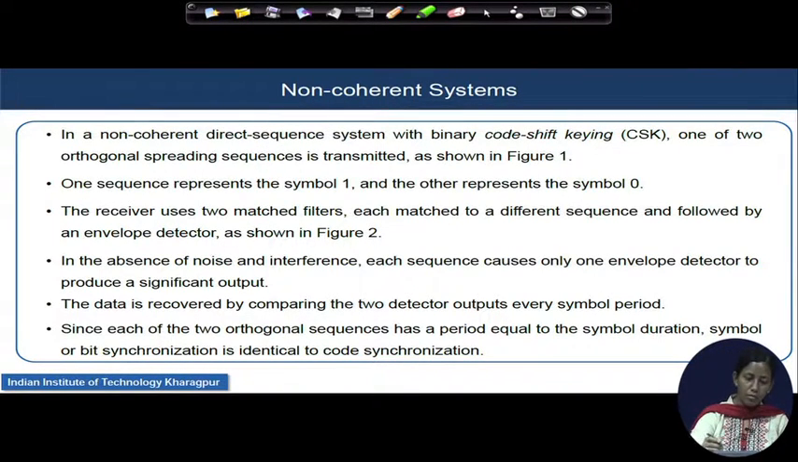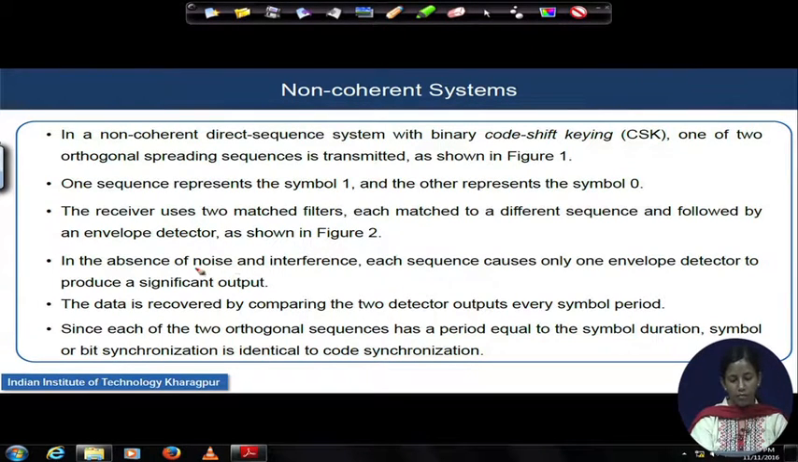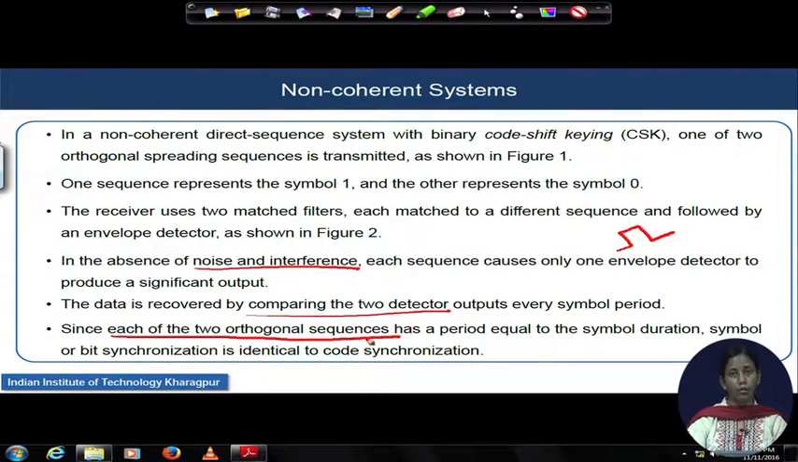So, what we left there is that if the noise and the interference are absent, every sequence will cause only one envelope detector to produce a significant output, as I have already told, and data will be recovered by comparing the two detectors, which we have also discussed seeing the architecture. And the two sequences are orthogonal to each other, and they have a period exactly equal to the symbol duration.